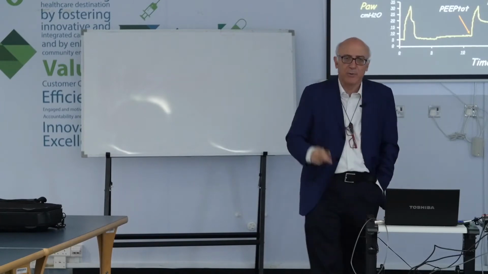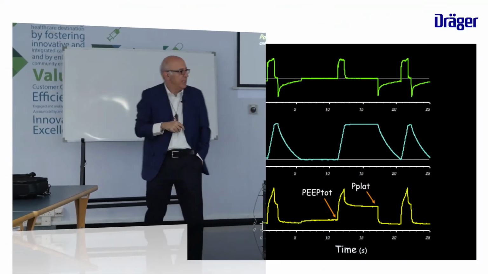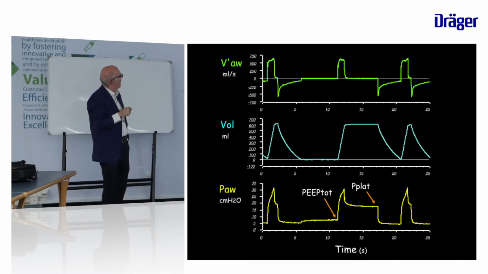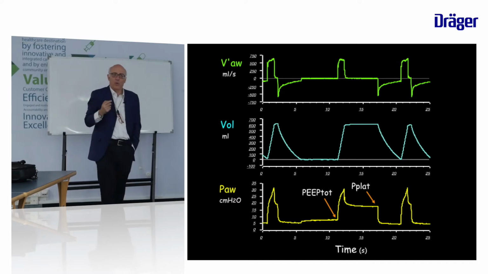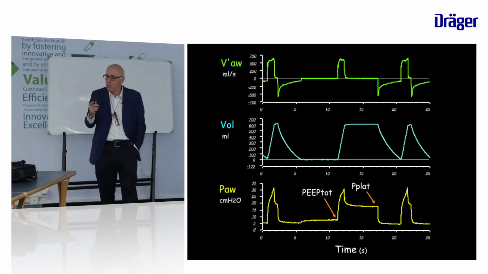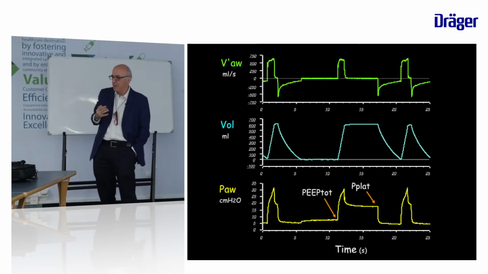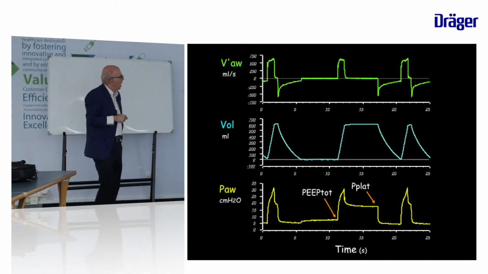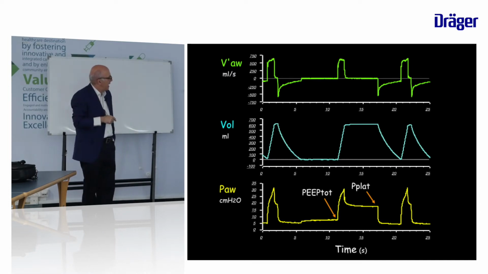Just a few notes about mechanics. So this is a typical curve with the flow, with the volume, and with the airway pressure. You see here that what is important is that at the end of inspiration, you have to occlude the airways, and this is an issue. In some ventilators you can, in others you cannot. Or you have to increase the inspiratory time in order to reach the plateau pressure of the respiratory system.